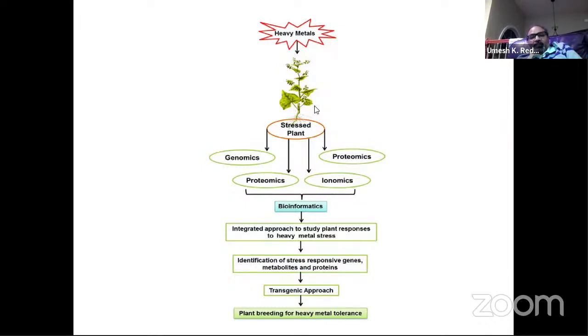Yeah. So the stress, heavy metal stress, we can identify using various approaches. We can identify important genes and move these genes into plant breeding in watermelon or tomatoes or chili peppers. So that kind of study can be done.